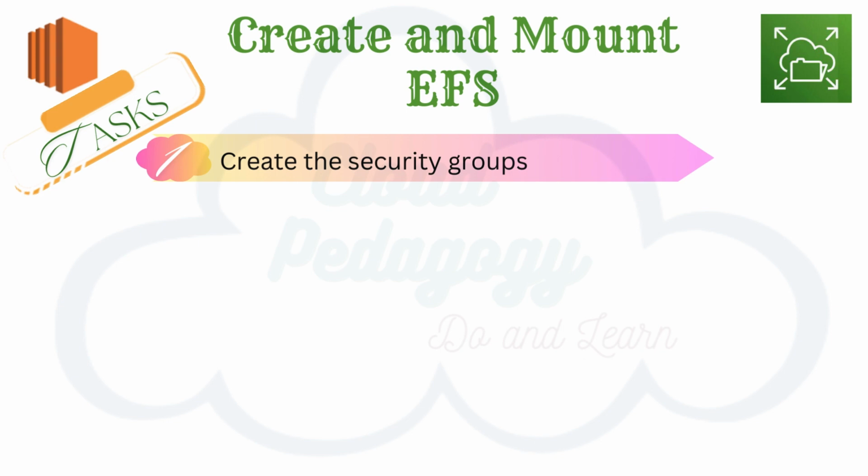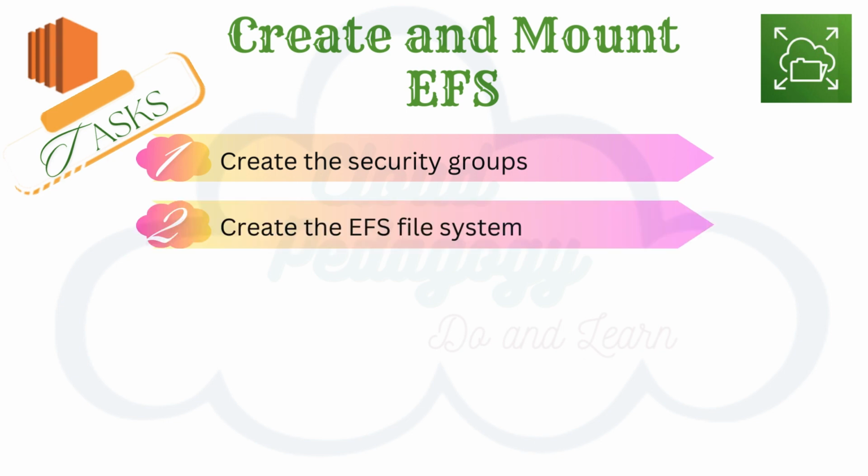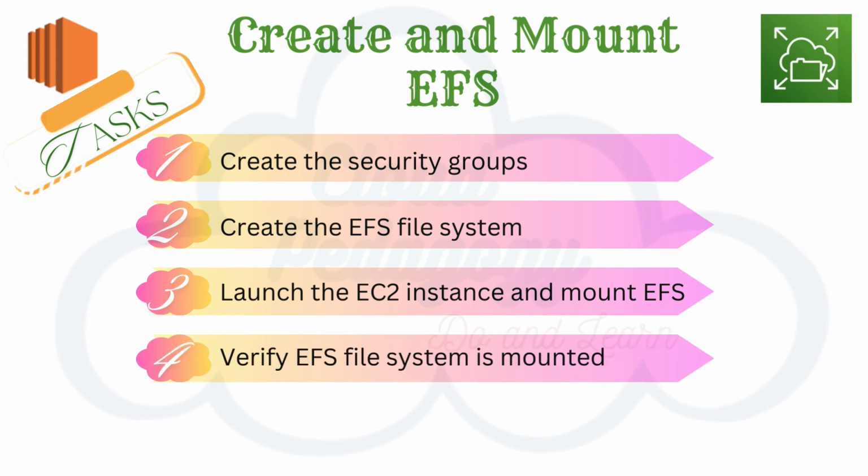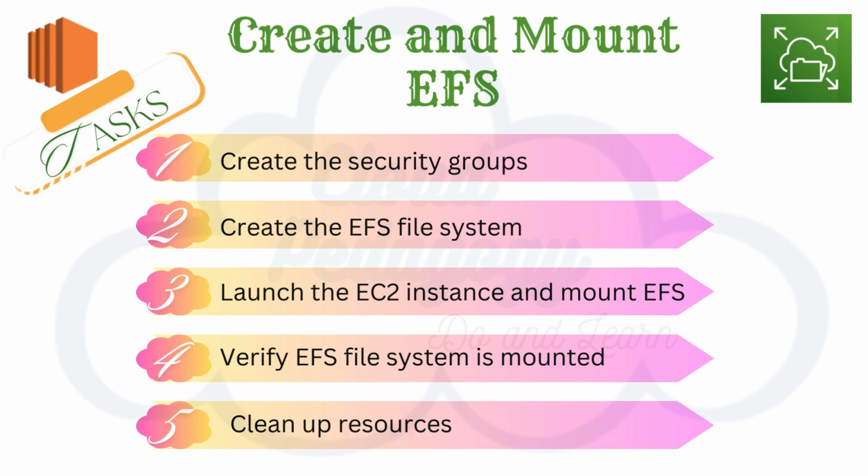In task 1, we first create the security groups. In task 2, we are going to create the Elastic File System. In task 3, we are going to launch an EC2 instance and mount the file system. Finally, in task 4, we verify the EFS file system is mounted or not. In task 5, we clean up all the resources that are created in this lab. So let's start with task 1.